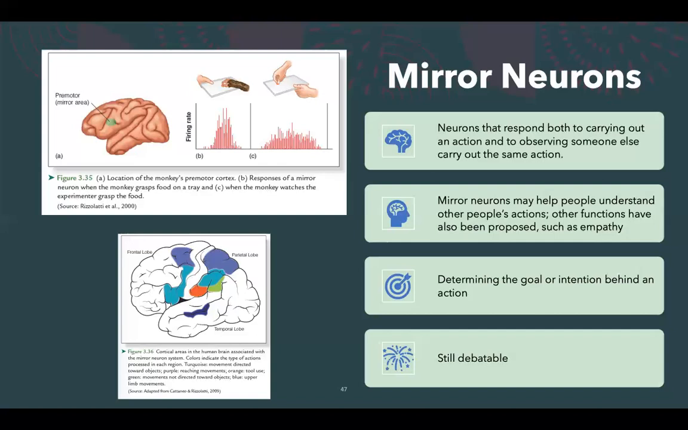Although you might think that the monkey may have been responding to the anticipation of receiving food, the type of object made little difference. The neurons responded just as well when the monkey observed the experimenter pick up an object that was not food.